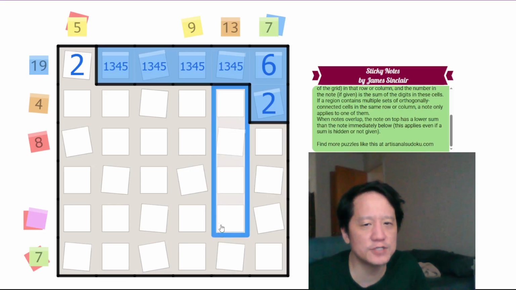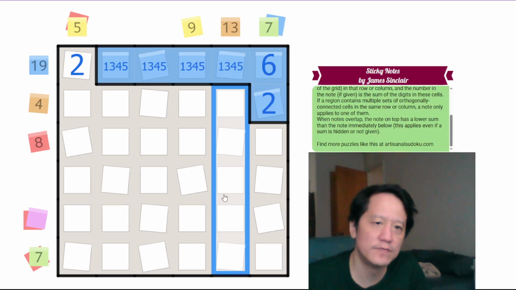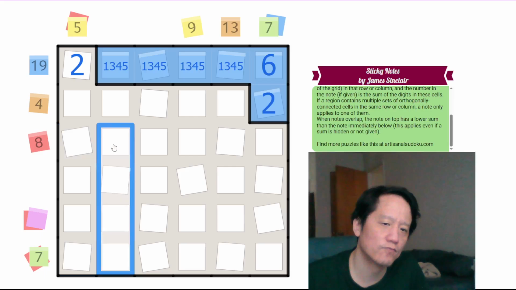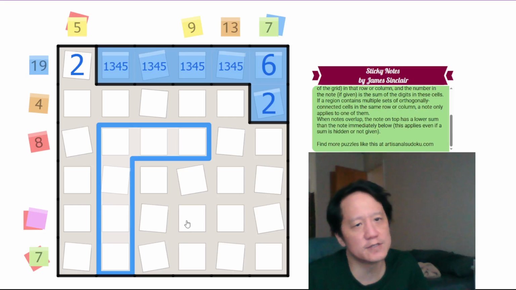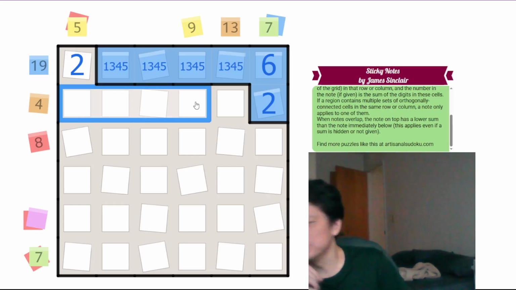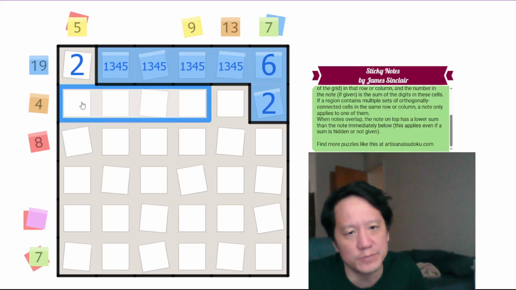We have 13 in orange in column 5. Okay, red has to go across 4 rows. Could do something like that technically. Yellow also has to go, sorry, yellow. Excuse me. Yellow has to go across 4 columns.